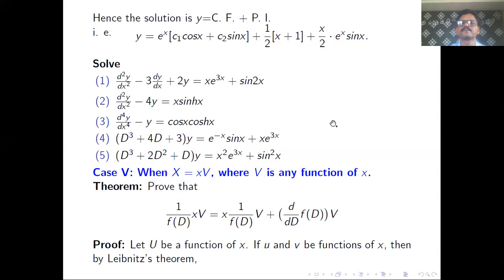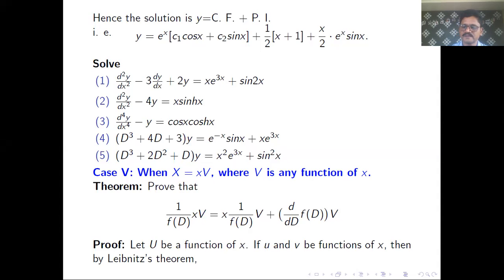Hello friends, in the last lecture we have discussed a few examples which are based on case number 4. Now in today's lecture we will discuss case number 5 to find the value of a particular integral.